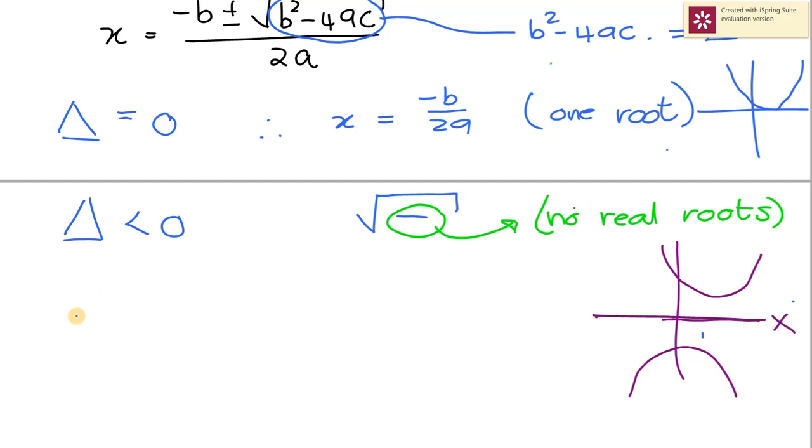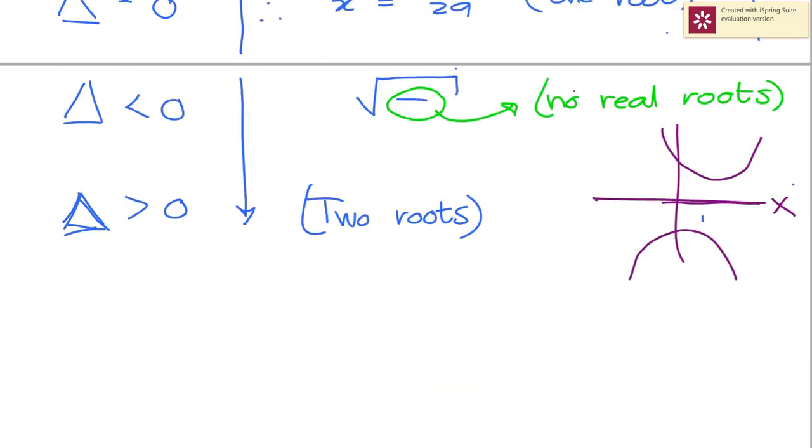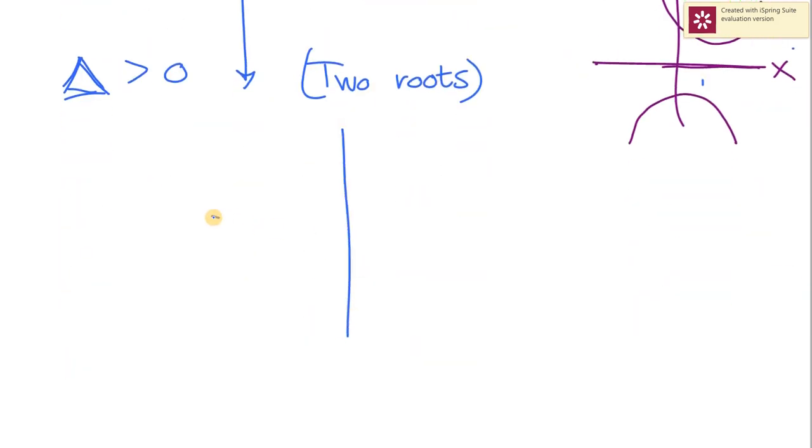And then the third option is if your discriminant is greater than 0. Well, if it's greater than 0, then it simply means that the plus and the minus over there will force me to have two roots. So whatever the roots might look like, I know that I've got 2 points of intersection.